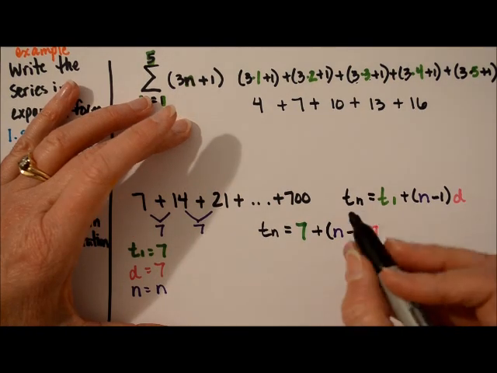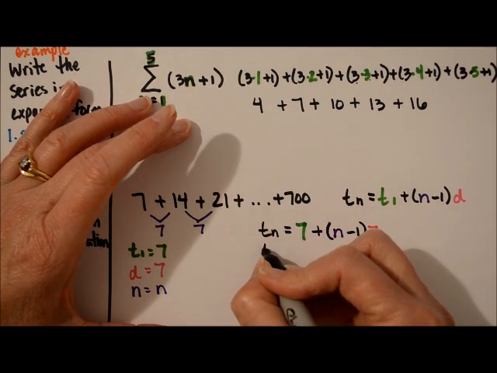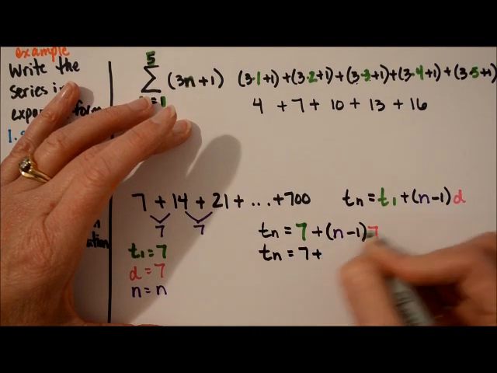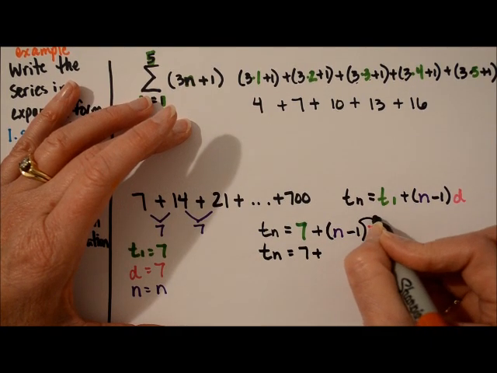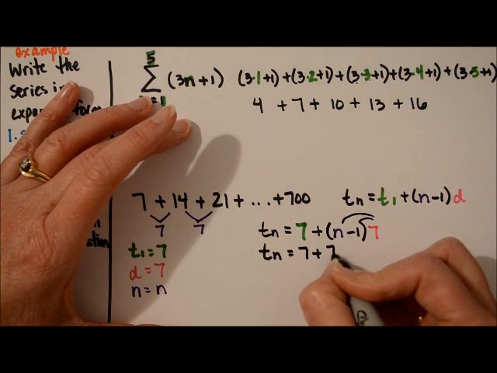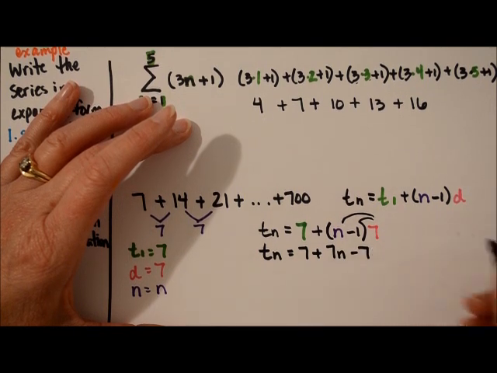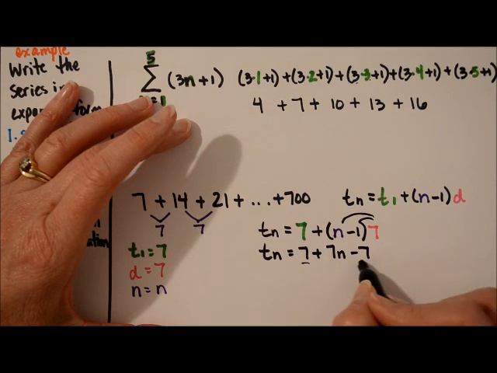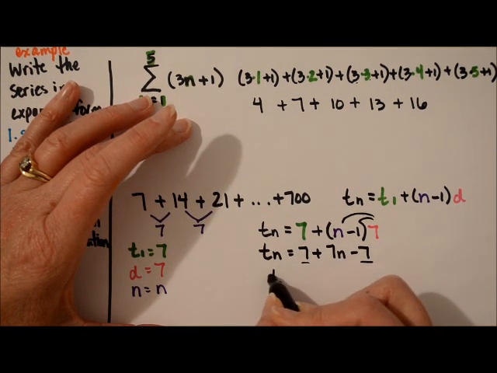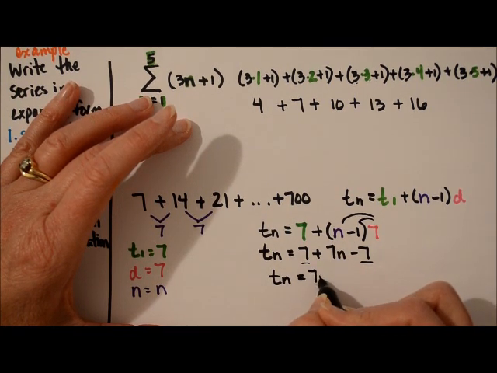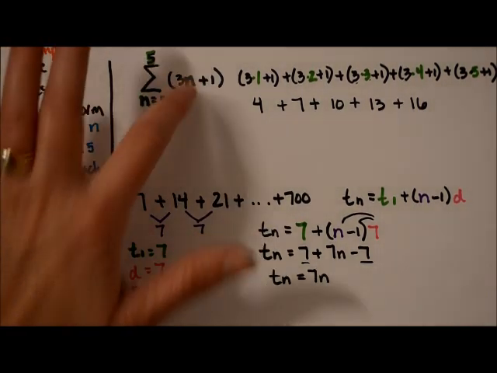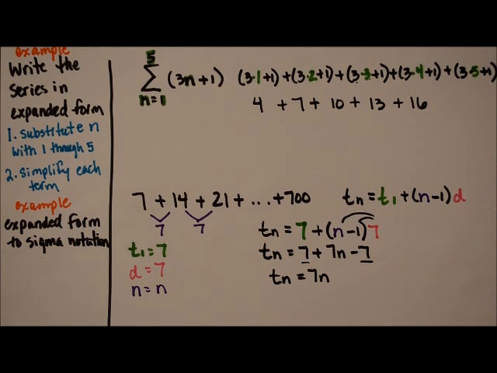Now I'm going to go not to the pretty colors because it takes me too long. So what I have is Tn equals 7 plus, and I'm going to distribute this, 7n minus 7. Well, this 7 and this 7, if I combine those terms, I'm going to get 0. So Tn is 7n. I have what's going to go into my sigma. I have it. It's 7n.